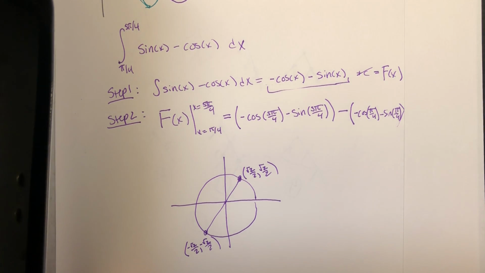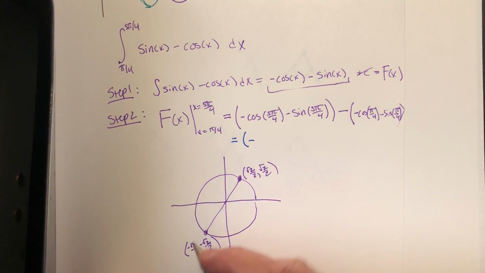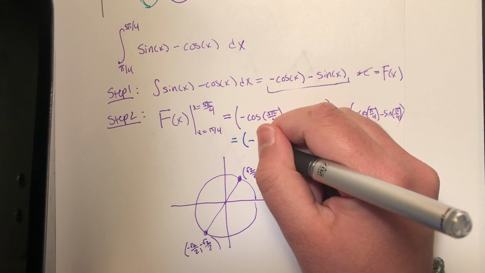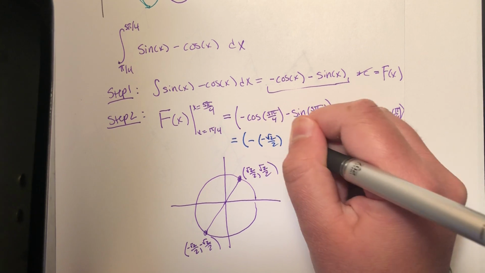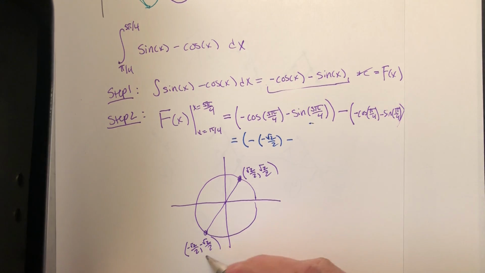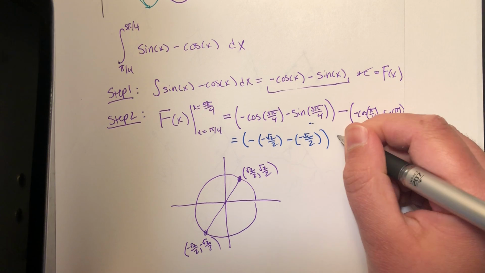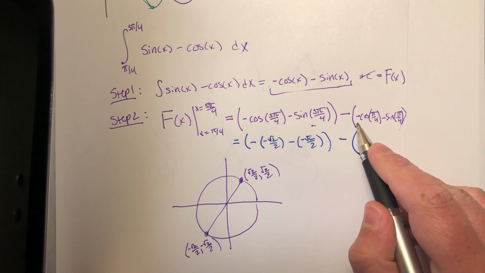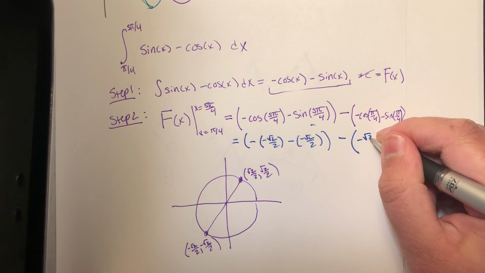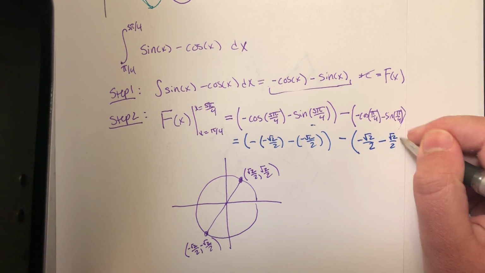So negative cosine of 5 pi over 4 would be the opposite of cosine of 5 pi over 4. So the opposite of negative square root of 2 over 2 minus sine of 5 pi over 4, so minus negative square root of 2 over 2. Okay, then we'll subtract the opposite of cosine of pi over 4. Cosine of pi over 4 is square root of 2 over 2. Minus sine of pi over 4 is also square root of 2 over 2.